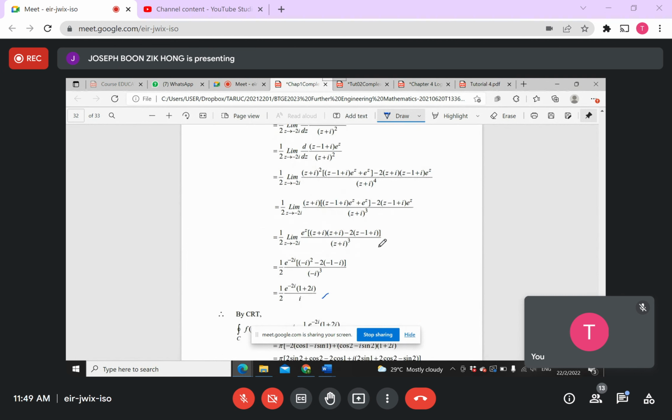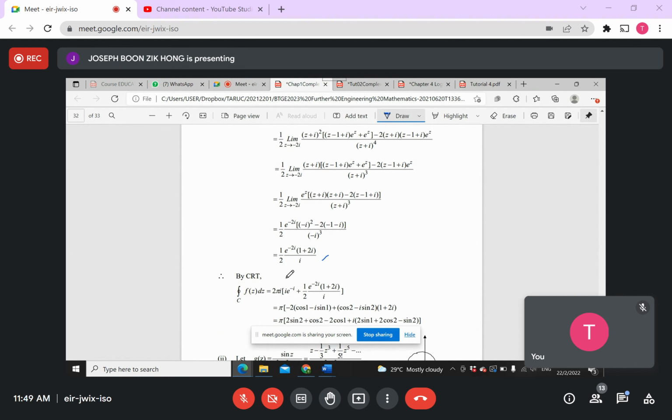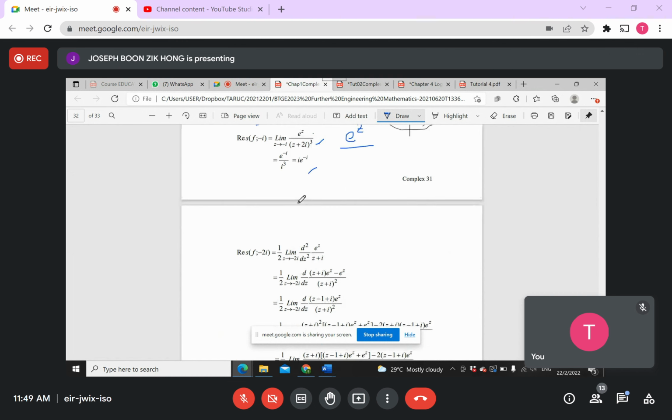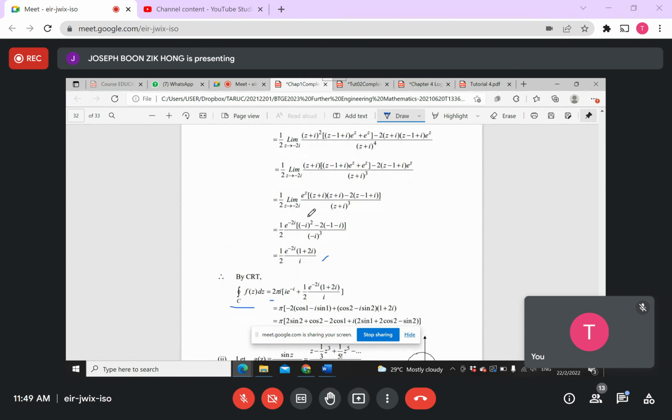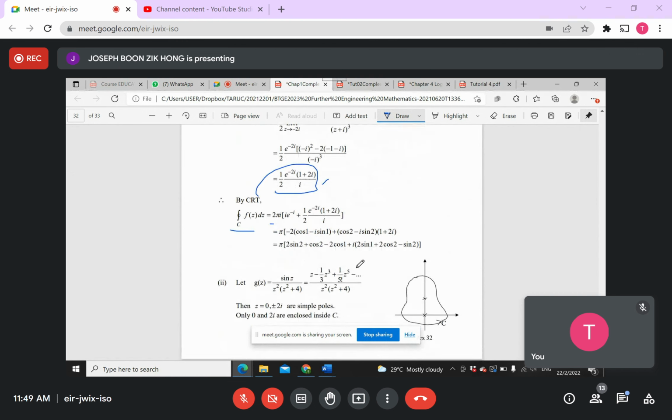How to differentiate this one? Just normal differentiation. You take it as u and v, and use v du/dx minus u dv/dx, divided by v squared, and so on. So you will get the answer here. So by the Cauchy residue theorem, the integral of this one will be 2 pi i times your first residue and your second residue added together. Then you will get your answer.